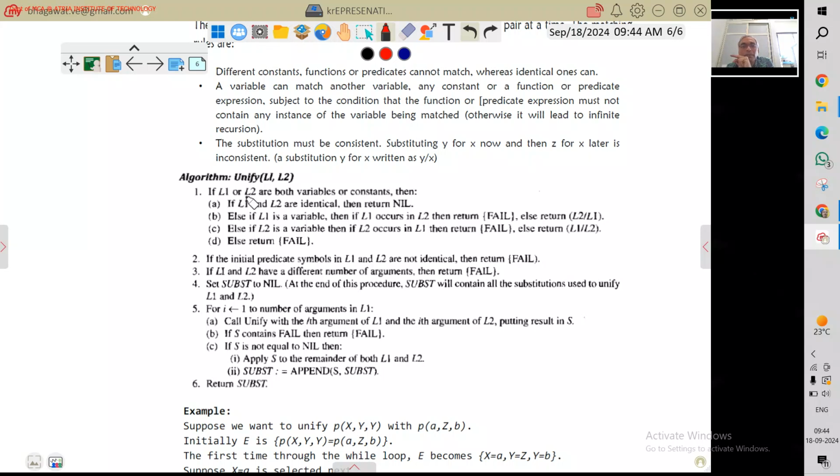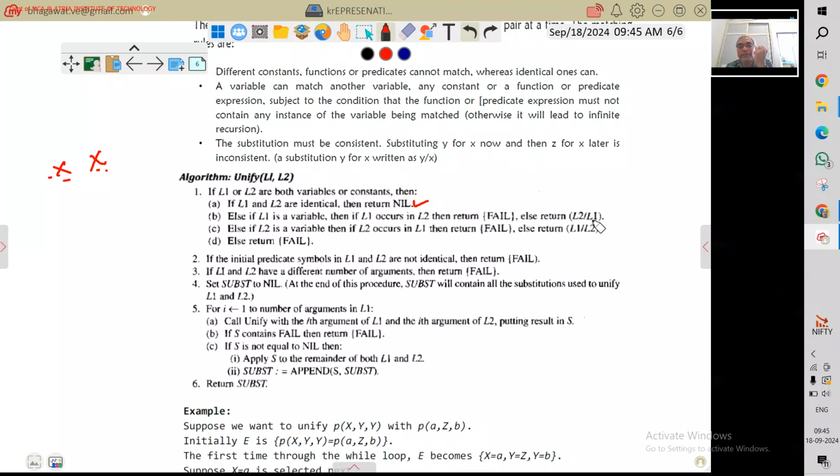If both are variables, and L1 and L2 are identical, say one variable is x and the other variable is also x, and both are already identical, then there is no question of applying this particular algorithm, so we are going to return nil. Else if L1 is a variable, then if L1 occurs in L2, then return fail. So if L1 is a variable and it already occurs in L2 also, in the literal also, we are going to return fail. Now else, we replace L2 by L1.